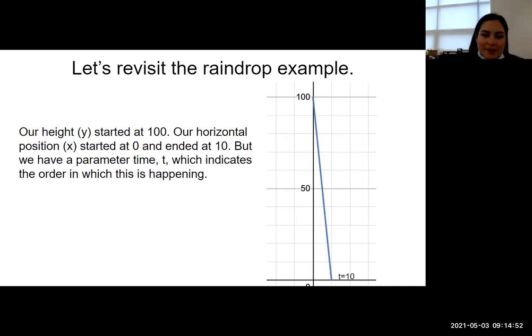So let's review the raindrop example. The height of the raindrop started at 100, and our horizontal position started at 0 and ended at 10. In this case, we have a parameter, time t, which indicates the order in which these things are happening. The arrows that are appearing here just indicate the direction of the graph, because we have this third variable, time, that is the independent variable for both x and y. So in addition to the two variables x and y, we have this third variable t indicating when in time this is happening.